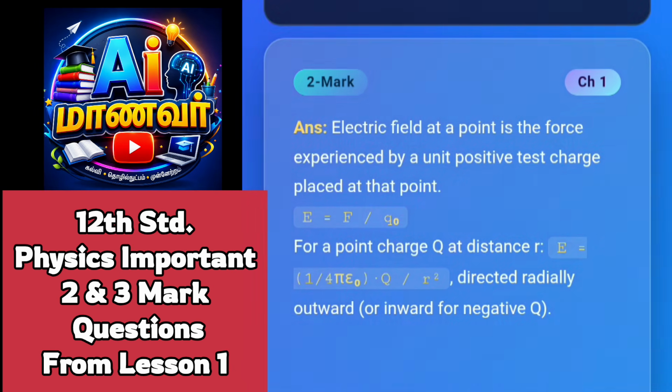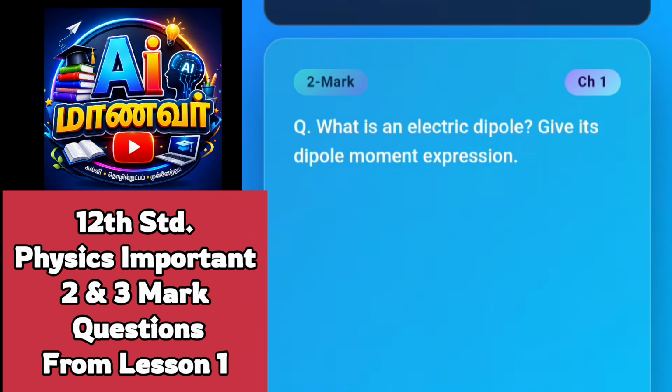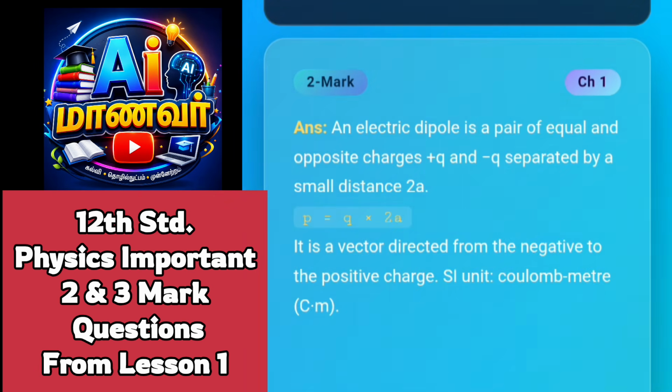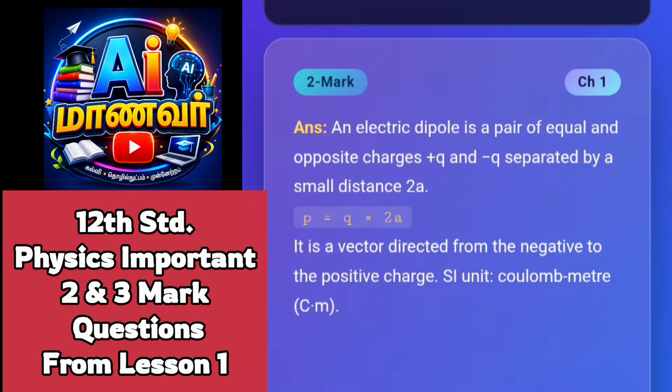What is an electric dipole? Give its dipole moment expression. An electric dipole is a pair of equal and opposite charges plus q and minus q separated by a small distance 2a. P is equal to q into 2a. It is a vector directed from the negative to the positive charge. SI unit: Coulomb meter.